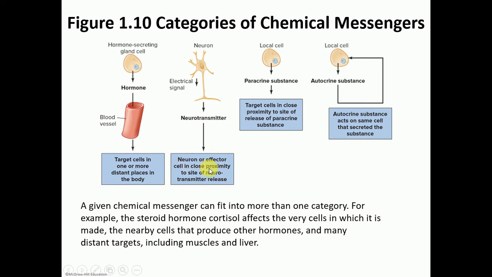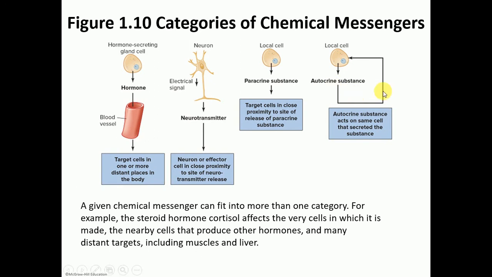A paracrine substance is a chemical messenger made by a cell, and it will just diffuse and spread to the neighboring cells. So remember that para means neighboring or close-by cells. An autocrine substance is a chemical messenger made by a cell, and it affects that exact same cell. So auto means self. Paracrine and autocrine substances are really important, especially when we talk about the immune system. We'll talk about a lot of paracrine and autocrine chemical messengers.